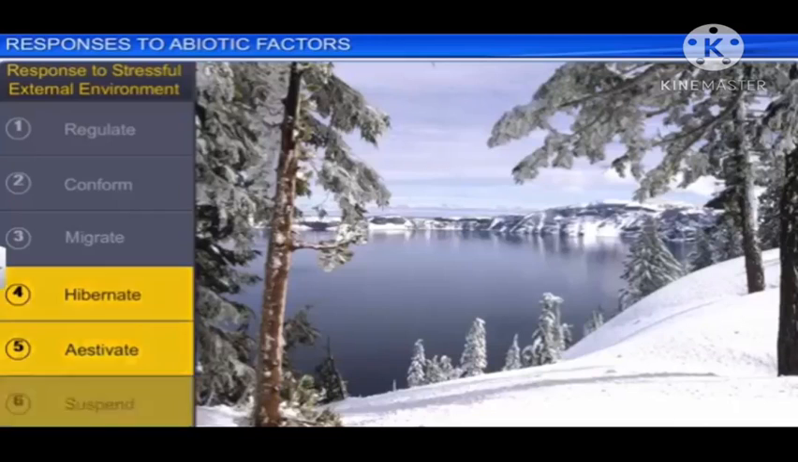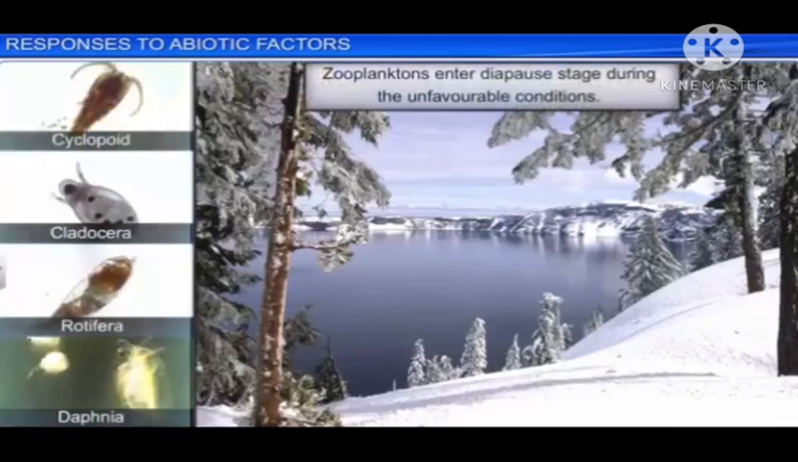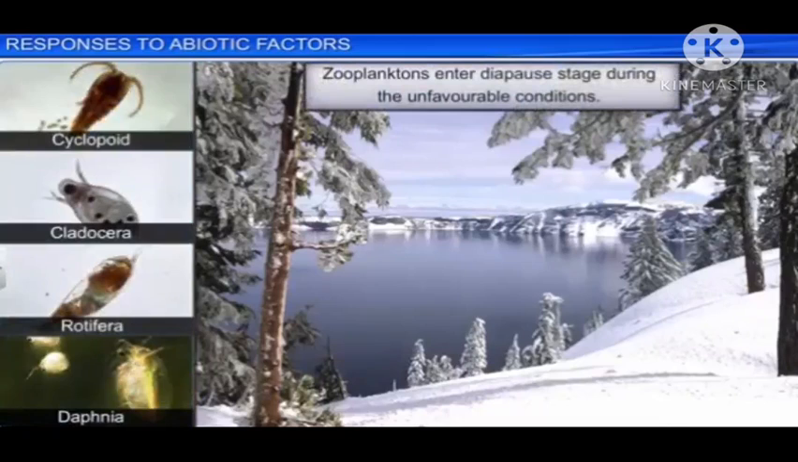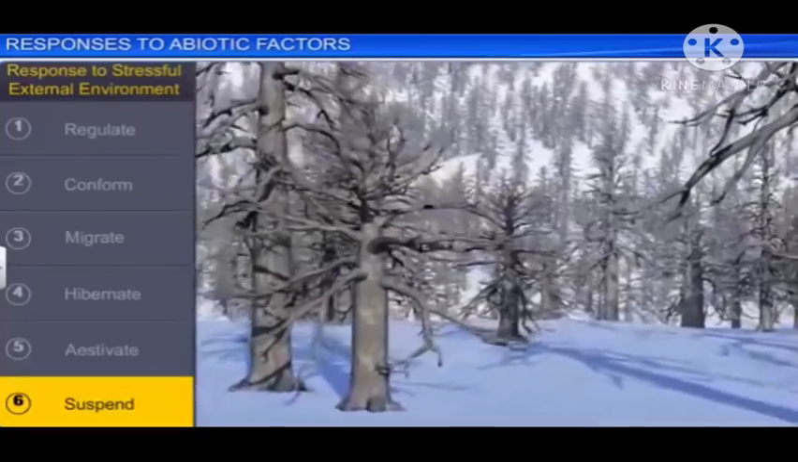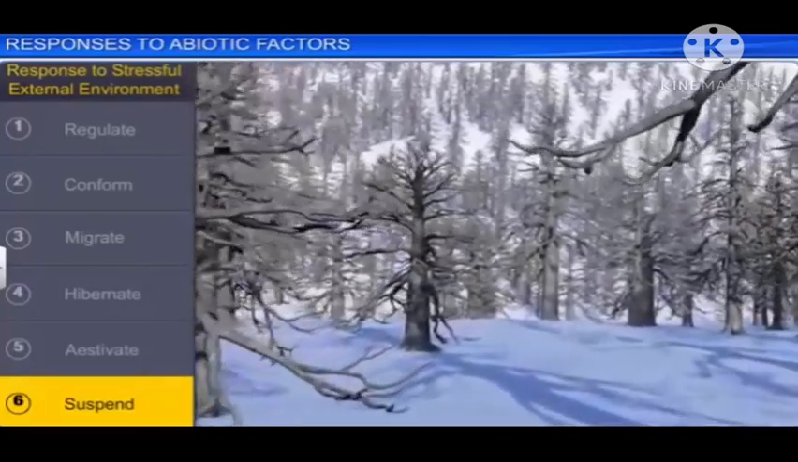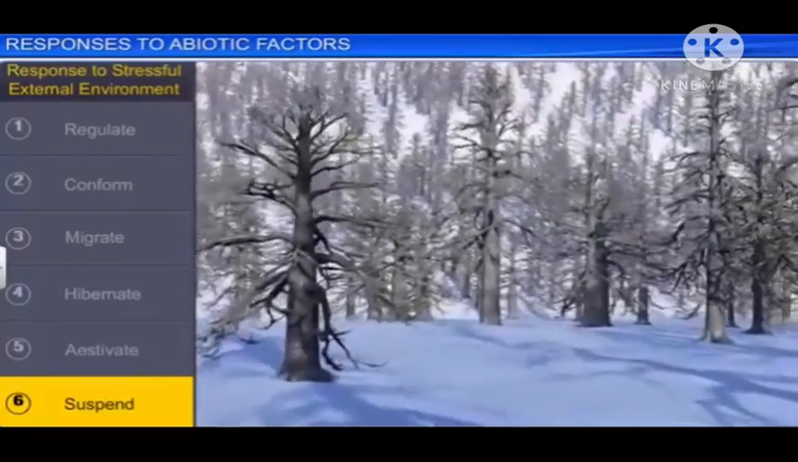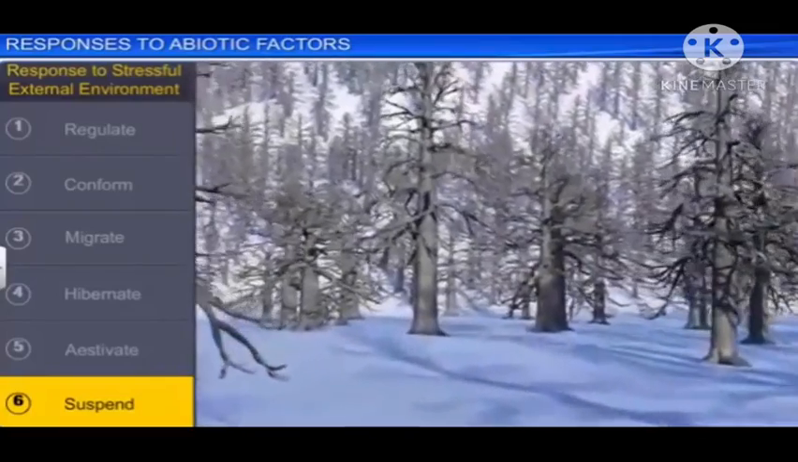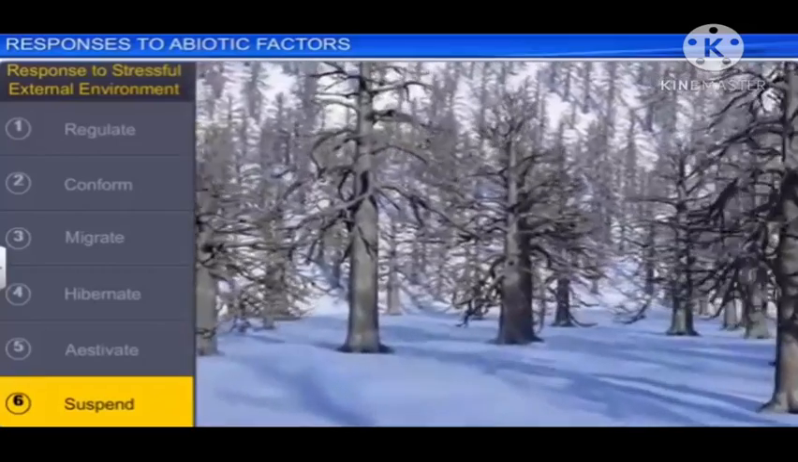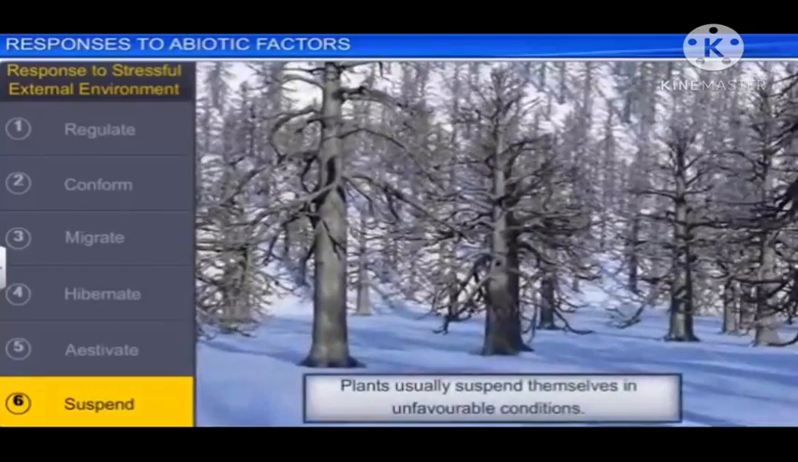Interestingly, many zooplanktons in lakes and ponds are known to enter diapause, a state of suspended development during unfavorable conditions. Although these mechanisms are seen in animals, plants too show various responses to stressful external conditions. They usually suspend themselves in unfavorable conditions.